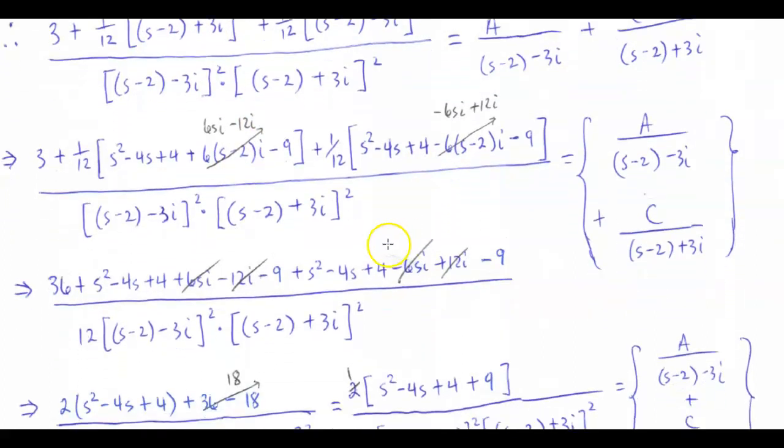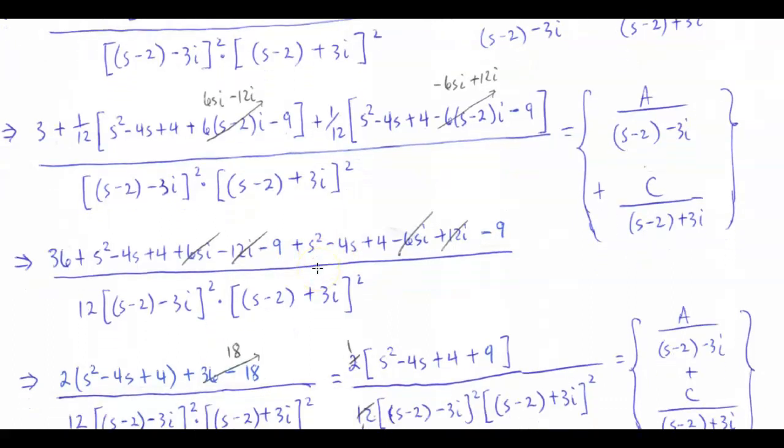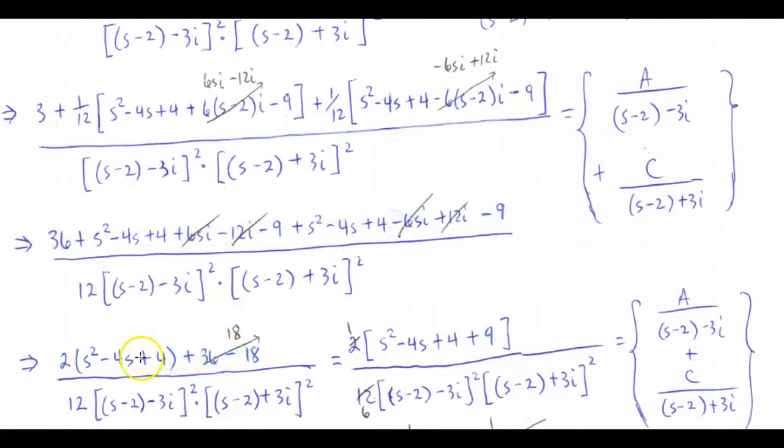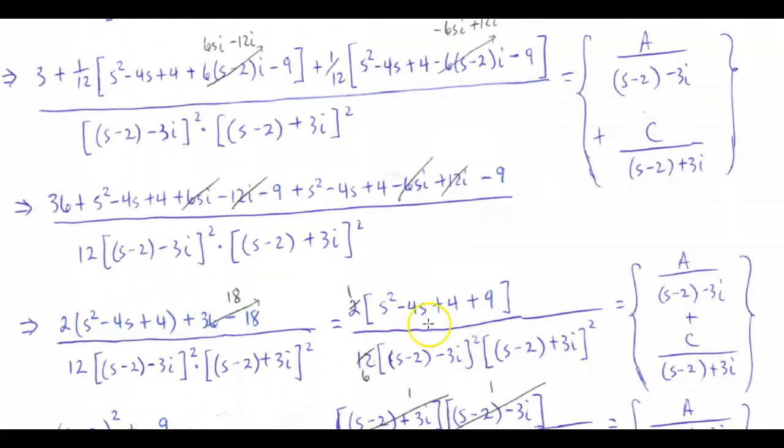And then once we FOIL it out, we try to cancel terms to 0 and then combine like terms as much as we can. And you're going to see once we actually do all that, what we end up with is this expression here. And of course, if we factor out a 2 out of 18 and the 2 that's out of this, we end up getting 2 times, in parentheses, s squared minus 4s plus 4 plus 9. Okay. And of course, we've seen this before.